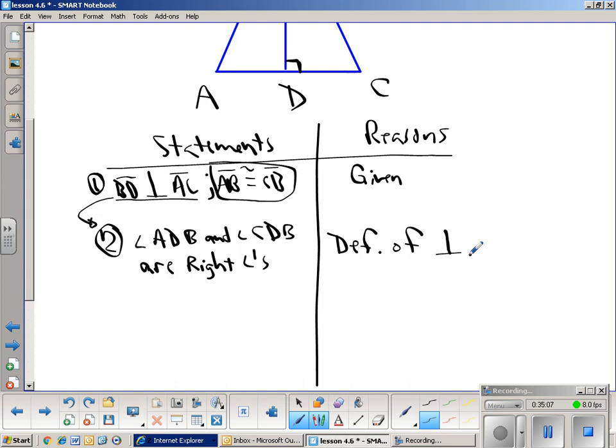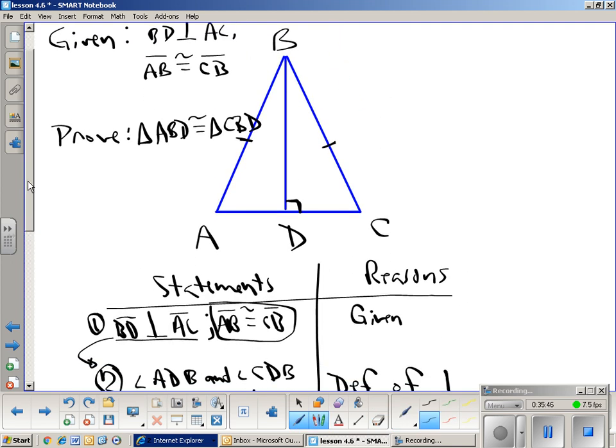Definition of perpendicular. Now, if those two angles are perpendicular, or I'm sorry, if they're both right angles, what's special about that? They're congruent. So we're going to say angle ADB is congruent to angle CDB. That's true, but that's not the route we wanted to take on this problem, okay? This is a true statement, but I'm sorry, I got distracted on where I was headed. If these angles are both right angles, what does that mean about my triangles?